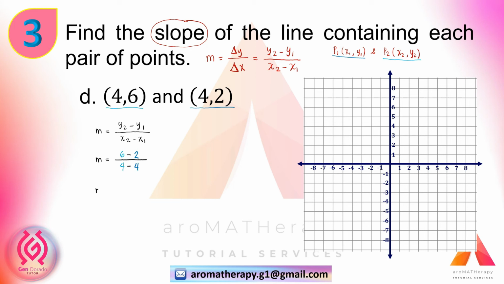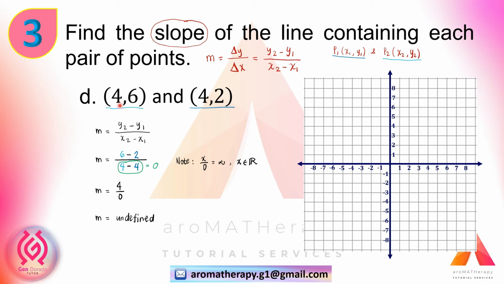Okay, let's simplify our answers. We have 4 over 0. So this means our slope is undefined. Bakit undefined? Take a look at the denominator. 4 minus 4 is equal to 0. And take note that any number divided by 0 is undefined. Basta 0 si denominator, automatic undefined na yan. At ito pa yung clue.